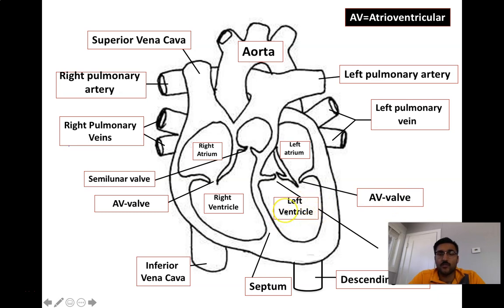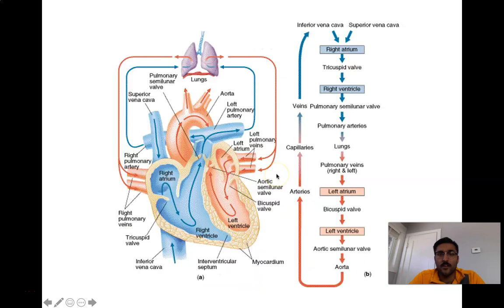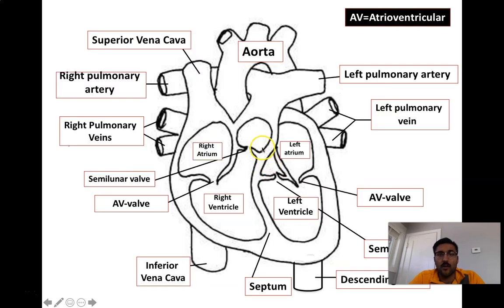When the left ventricle squeezes, it's going to push blood through a semilunar valve, another one over here, which is eventually going to push blood all the way out through the aorta. Okay, so that's our label. Don't forget the septum is that thick muscular barrier between the left and right hand sides of the heart.